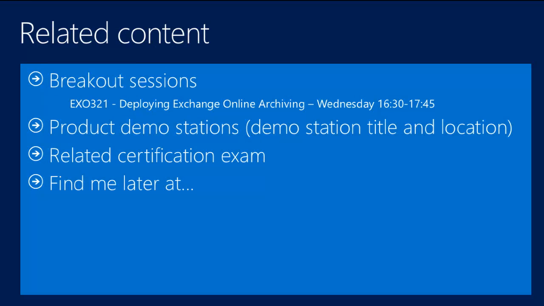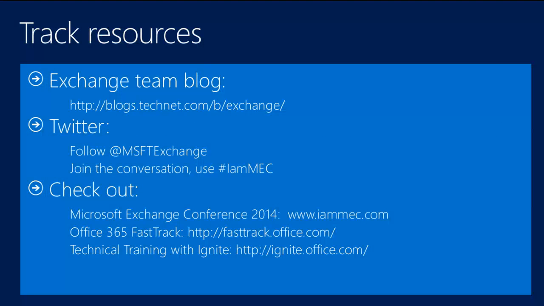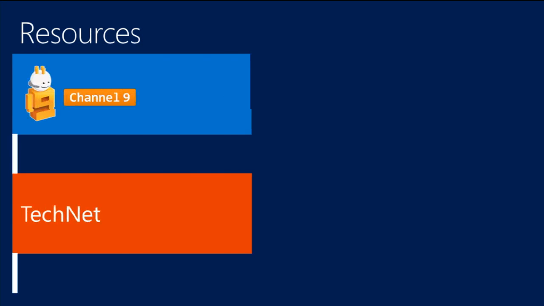Some other things that you may want to take a look at: Exchange Online Archiving uses hybrid. That's where you have an on-premises mailbox and an archive that's located in Office 365 and Exchange Online. So some of the concepts that you just saw are very applicable to that, so that's some content you may want to look at. Some of the typical resources that you've seen.